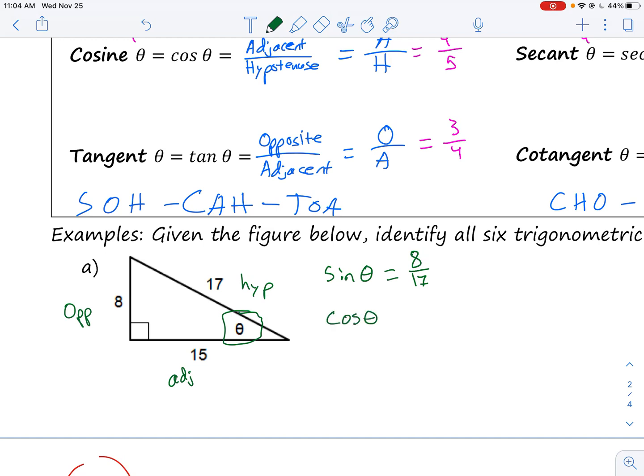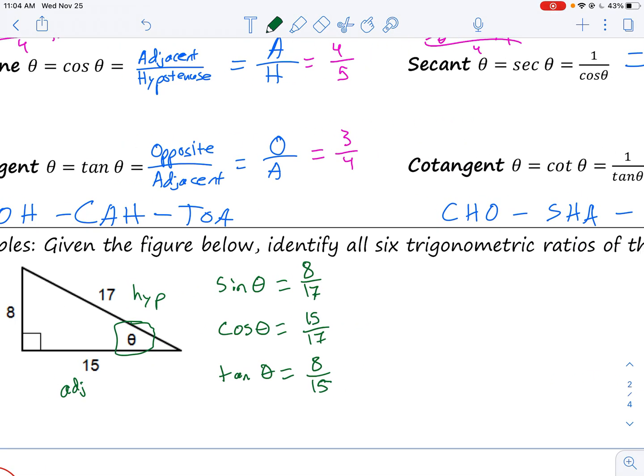Cosine of theta is adjacent over hypotenuse. Adjacent is 15, hypotenuse is 17. And then tangent of theta is opposite over adjacent. Opposite is 8, adjacent is 15. So I got my ratios there.